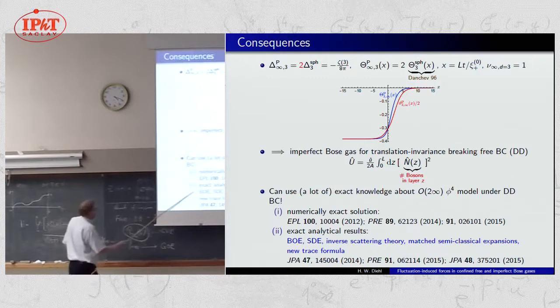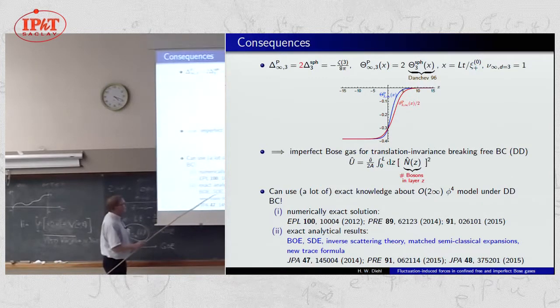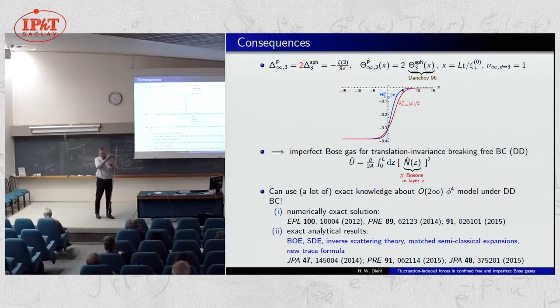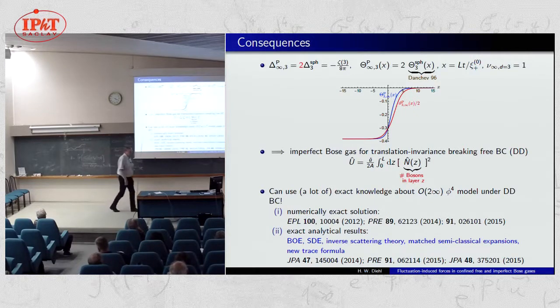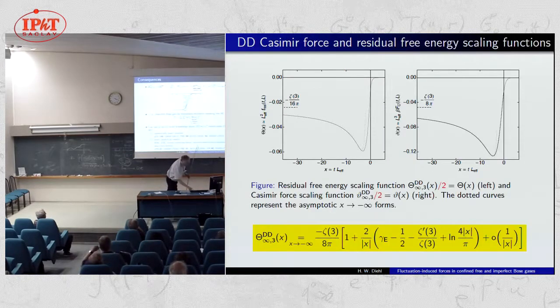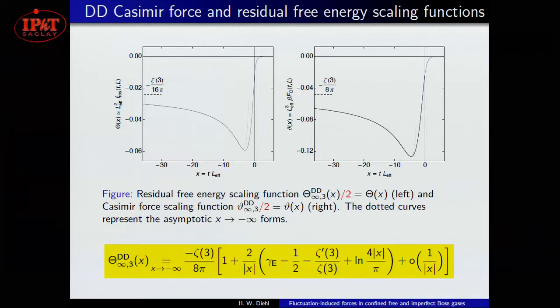So we used boundary operator expansion in conjunction with a short distance expansion. And then we used a generalization of inverse scattering theory to cope with a singular potential. And we were able to get the scattering data corresponding to the self-consistent potential for the semi-infinite case exactly. And then to cope with the constraint system, we used matched semi-classical expansion and also needed a new trace formula. Let me just show you the results we were able to obtain.